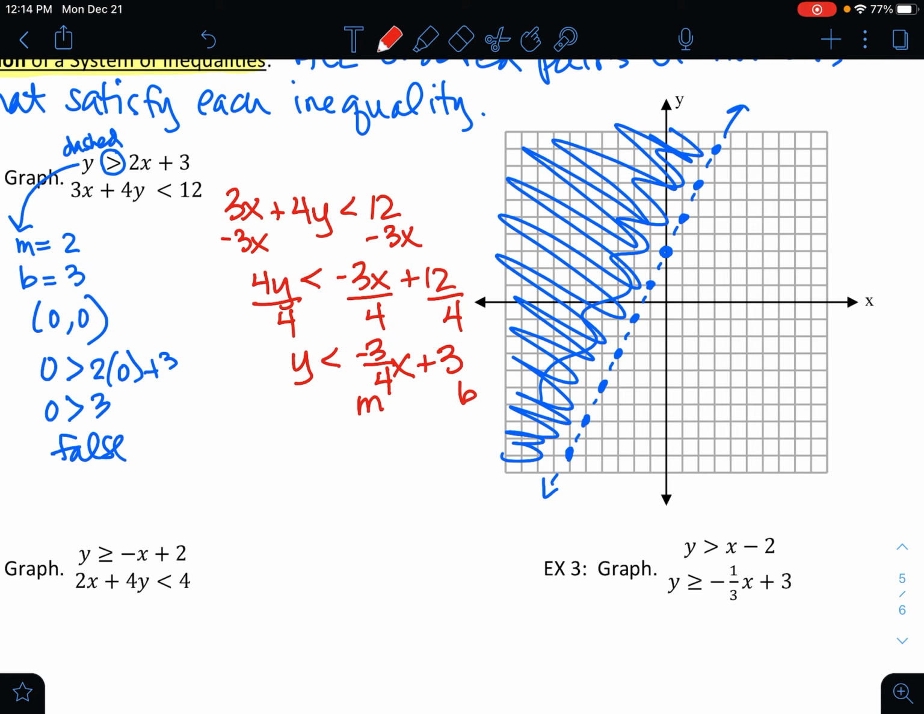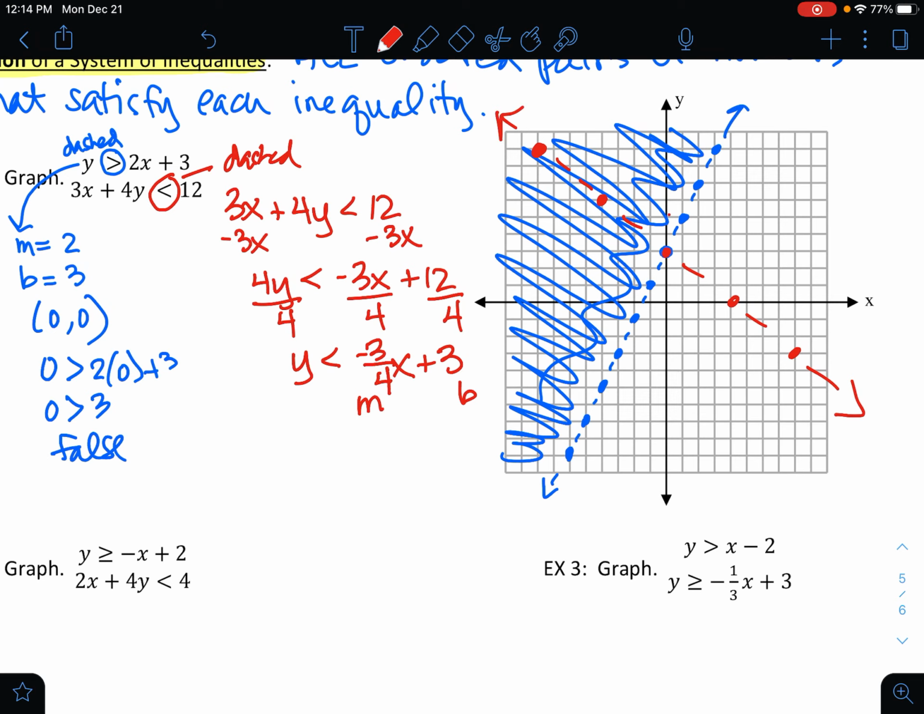Let's put it on the graph. 1, 2, 3, same spot, which is fine. So down 3 to the right 4. 1, 2, 3, 1, 2, 3, 4. Again, 1, 2, 3, 1, 2, 3, 4. Then I'll go backwards: up 3, 1, 2, 3, 4, and up 3, 1, 2, 3, 4. Less than means another dashed line, so I'm going to come through here and go dashed, dashed, dashed, dashed.